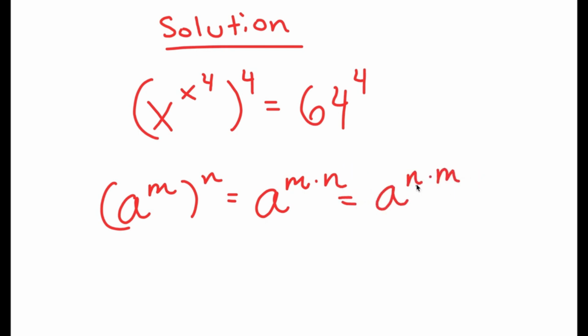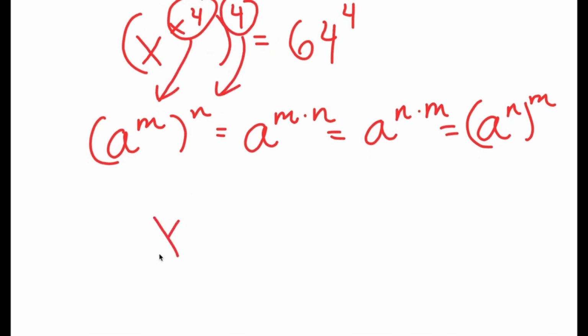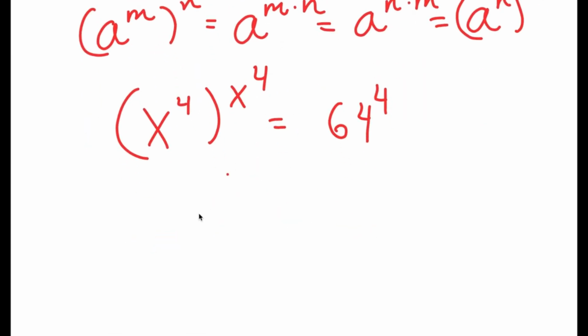Now, if a to the power of m times n is equal to a to the power of m to the power of n, then a to the power of n times m should be equal to a to the power of n to the power of m. So x to the power of x to the power of 4 to the power of 4. In this, I can think of x to the power of 4 as m and 4 as n. So this turns into x to the power of 4 to the power of x to the power of 4 is equal to 64 to the power of 4.